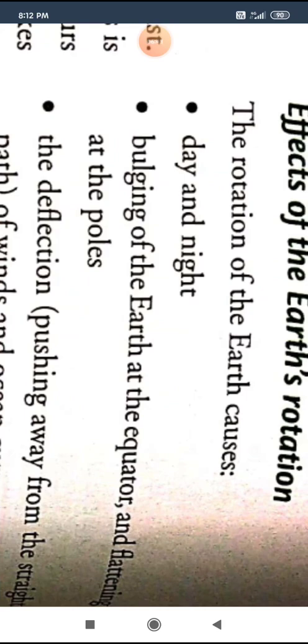When the earth faces towards the sun, that part of the earth is having day, and the rest of the earth has night. When the earth rotates, the part that comes towards the face of the sun has day, and the other half of the earth has night. So this is the formation of day and night.